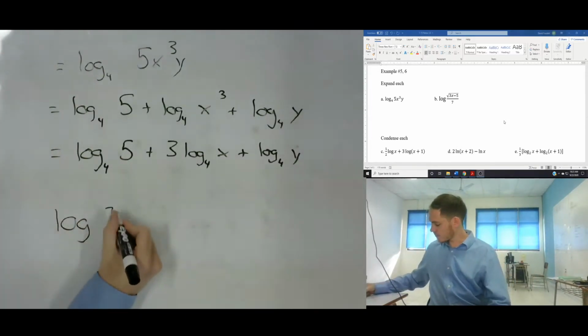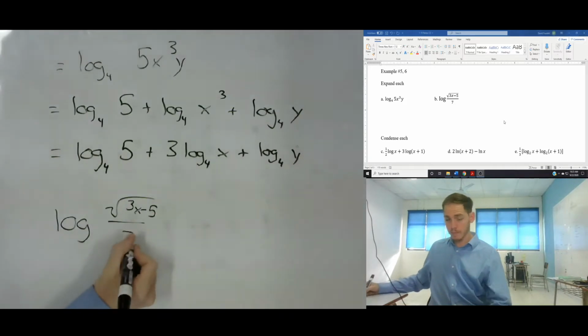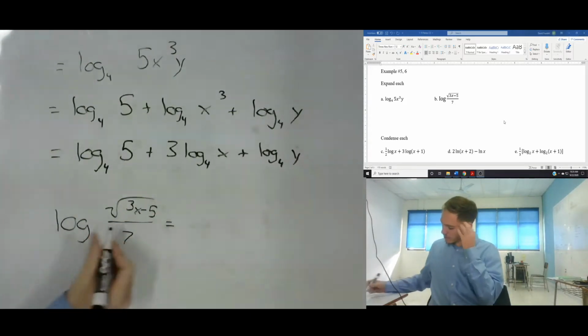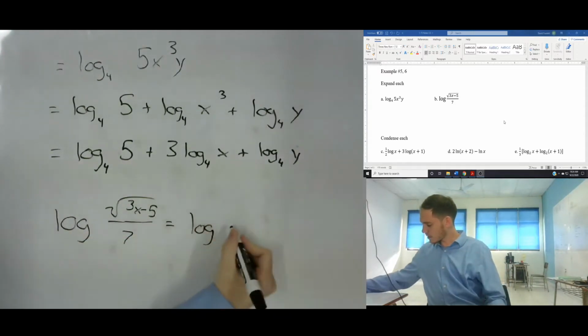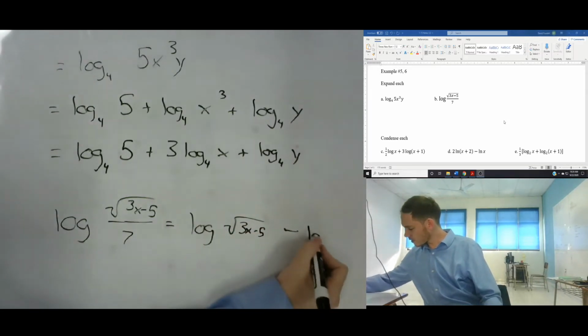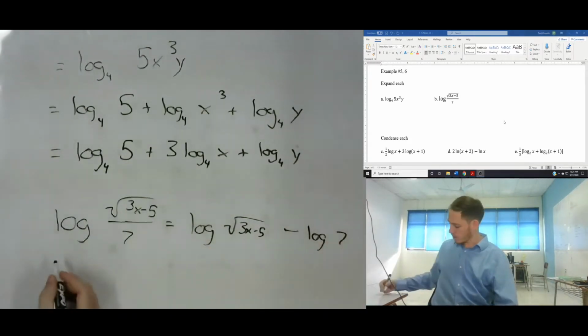Primary reason is that when we have to solve questions where we need to do something to the inside of a logarithm, you can't do it without the properties. So first things first, we're going to break this apart. This is still expanding, so we're going to get square root of 3x minus 5 minus log of 7. Okay, this one is actually a power.